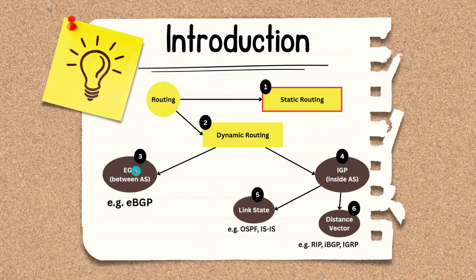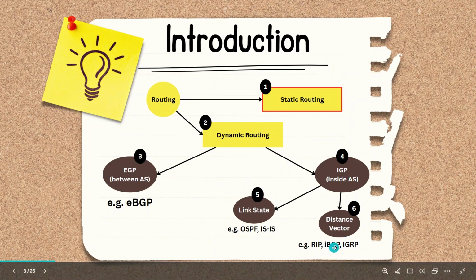BGP can be used in both EGP and IGP. The flavor of BGP that can be used between ASes, or in EGP, is eBGP, which is exterior border gateway protocol. And the one which can be used inside IGP is nothing but iBGP, that is interior border gateway protocol.